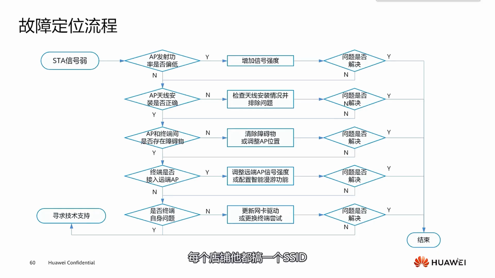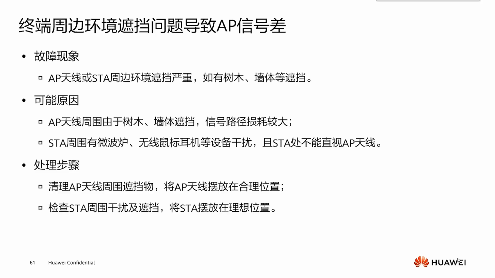Malls are a special case, since there are so many stores inside. Each store sets up its own SSID, and some places even set up 2. This leads to each store emitting a signal that might not be very good for you to use. There are restrictions and interference, which can cause the signal to become unstable or to decrease. Let's look at other problems.